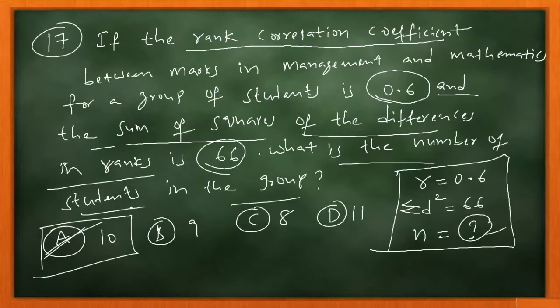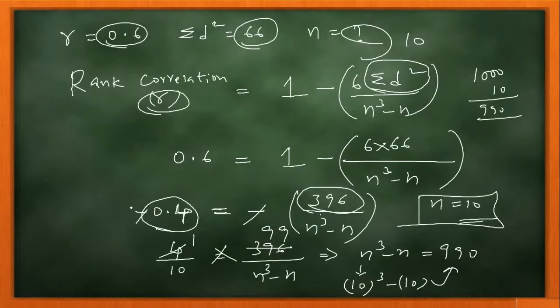n is equal to 10. Option A is correct. Check your solution, n equals 10. This type of problem is also important for you. From the statistical ability part, rank correlation is important for you. That's our 17th problem. Next, question number 18.